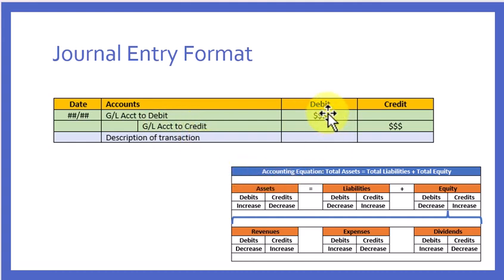The debit amount goes in this column. Credit amount goes in this column. Again, debits and credits must be equal. And then we include a description of the transaction. And again, as you're preparing each journal entry, you can just refer back to the little chart here with your debit and credit rules. So let's look at some sample journal entries for some very common types of transactions.